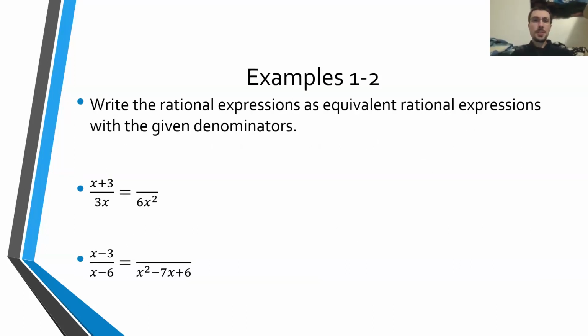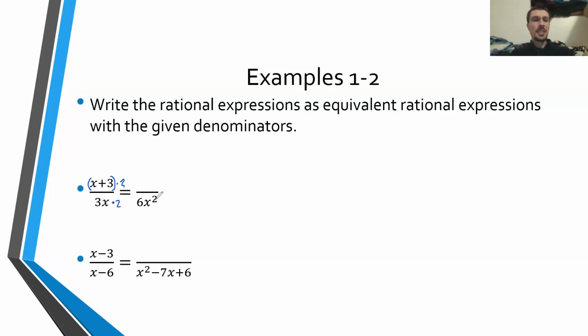Now let's do our first couple examples. The directions say write the rational expressions as equivalent rational expressions with the given denominators. The first fraction has 3x on the bottom. The second fraction has 6x squared on the bottom. How do you change a 3x into a 6x squared? Well, how do you change a 3 into a 6? You multiply by 2. But you can't just multiply the bottom of the fraction by 2. You also have to multiply the top of the fraction by 2.